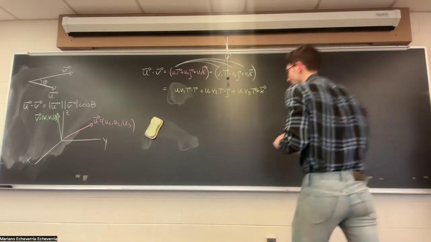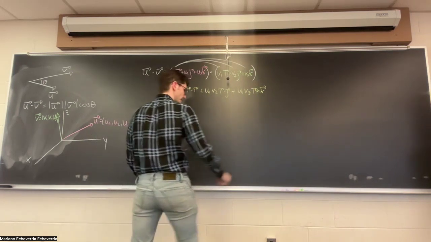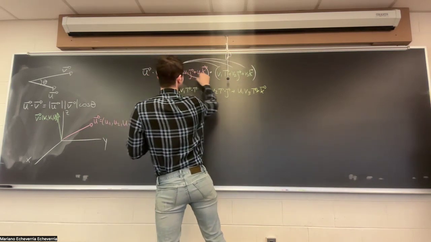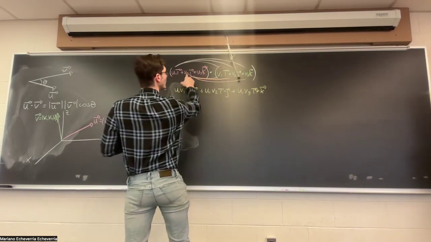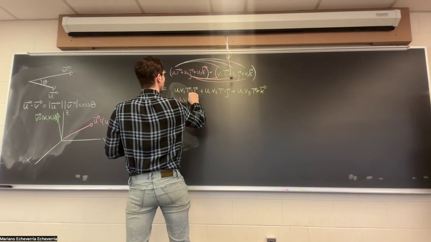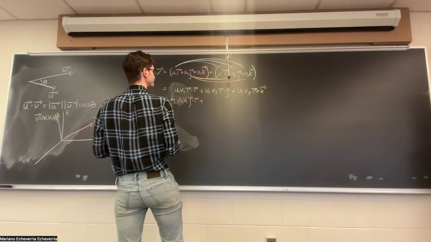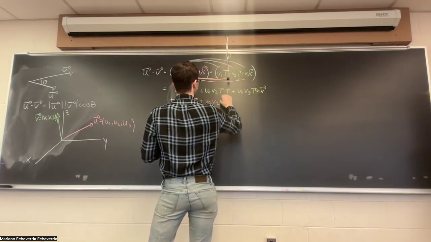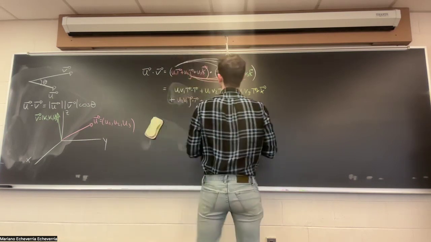Okay, then we're not done, right? There are more things you can find here. You can do the second one, in the middle, with these three. So you get u2 v1 j dot i plus u2 v2 j dot j plus u2 v3 j dot k.